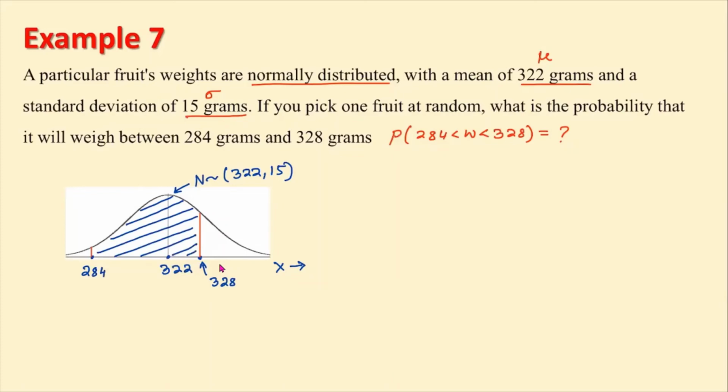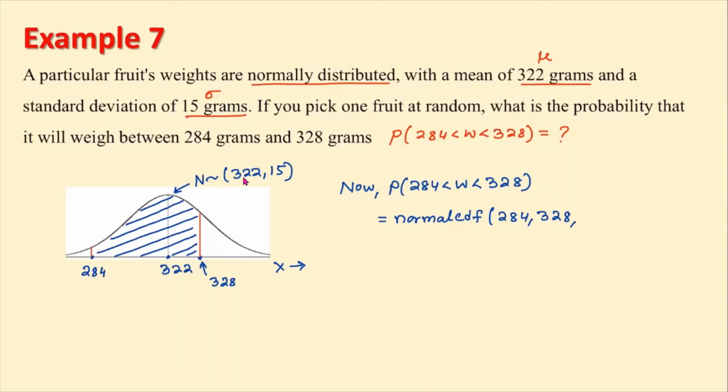And let's use TI-84 calculator. First, let me write the comment. Probability that the weight is between 284 and 328 is equal to, okay, it is normal CDF because we are calculating the probability or area. Lower boundary, 284. Upper boundary, 328, because we go from here to here.